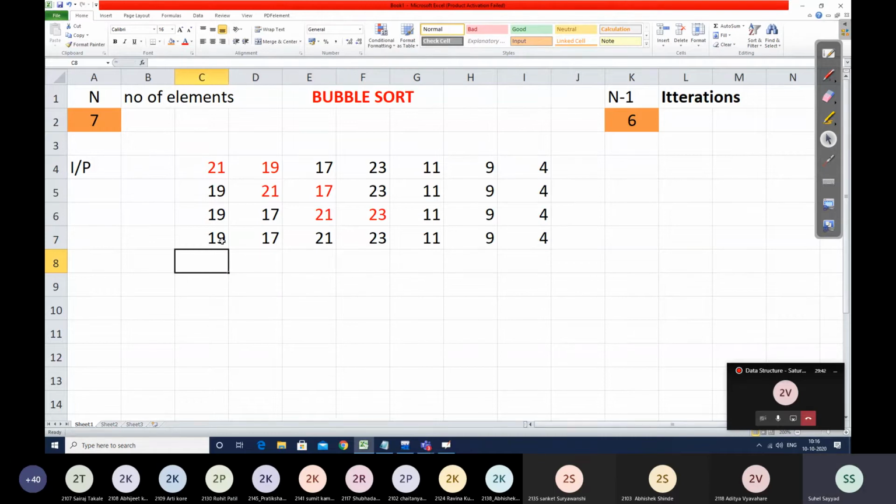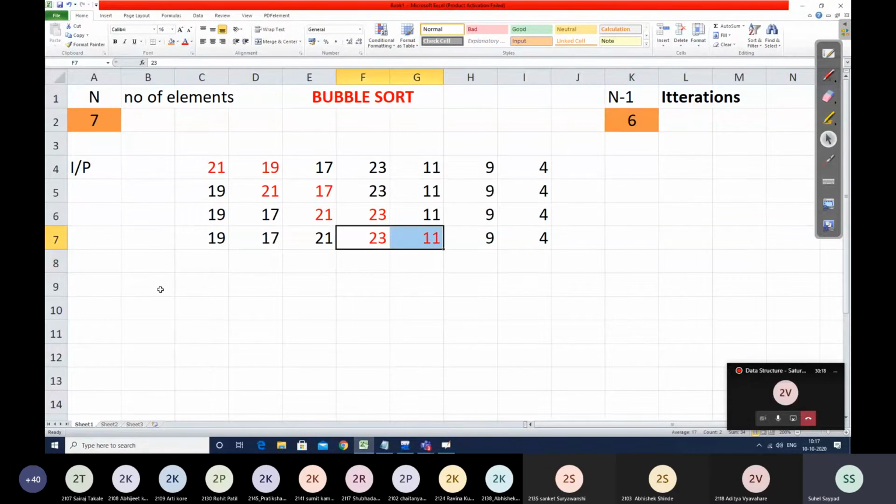A swap will take place only when the left hand side number is greater than the right hand side number. Initially 21 was greater than 19, that's why I did a swap. And then I moved ahead in the comparison. Then I compared 21 with 17. Again, I found 21 greater, so the swap happened. Then we compare 21 with 23. But here 21 is not greater than 23, right? So here the swap will not take place. Numbers will remain as they are. But now the comparison should progress.